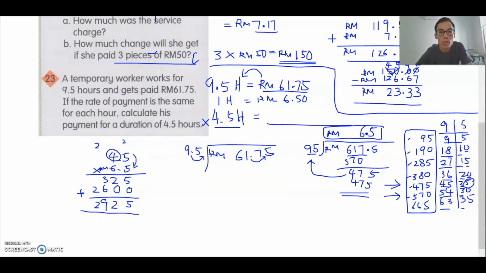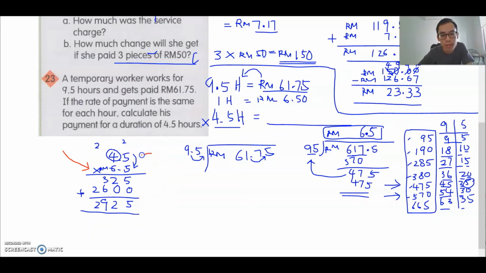Now, where do we put our decimal point? That's the big question here. Now, if this is plus, you just follow the same row, right? Just one decimal places over here. If this is plus, but this is not plus, so we cannot put it here. This is times. So for times, you actually have to add up the decimal places.